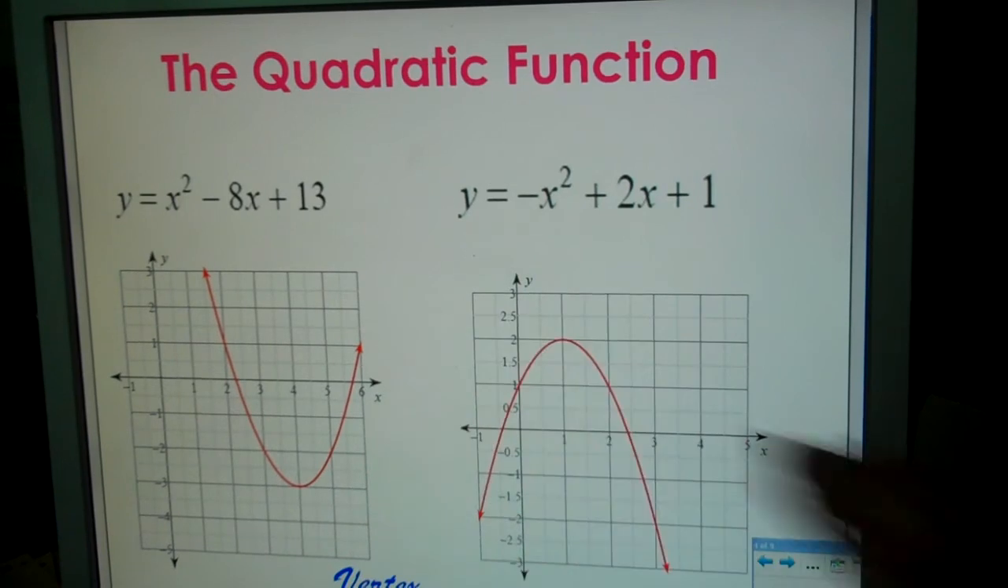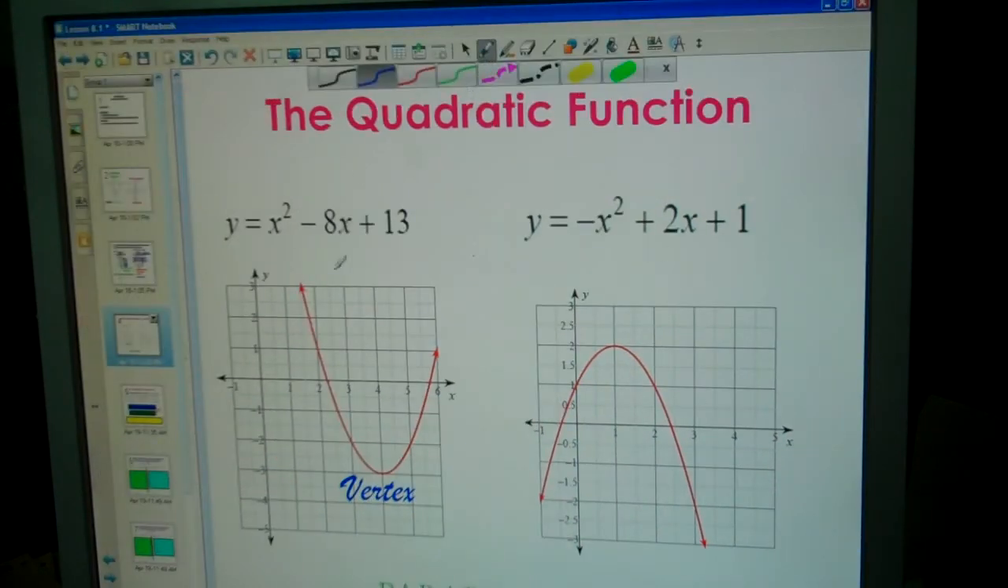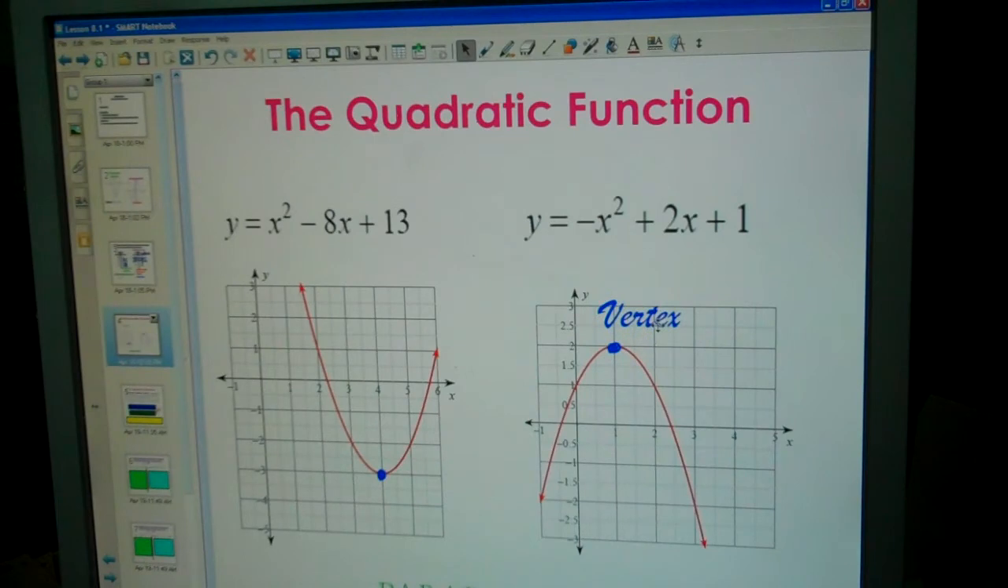Now, with this quadratic function, we have a couple of key words. We have the word vertex. That is this point right here. Let me get my pen so I can show you. It's this point right here. It's either the minimum, which is this point right here on this one. Now this one, would that be minimum or maximum? Oh, good. That's going to be maximum because it's the top. So that's our vertex there. So I could put that word over here as well.